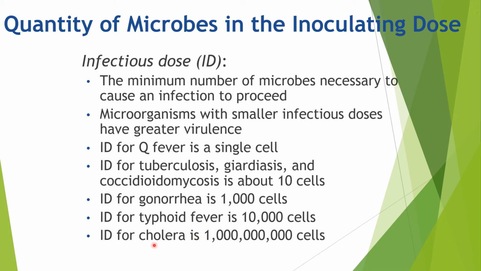Versus cholera, for example, it would take a whole lot, right? So that's like a billion. Typhoid fever, it's like 10,000 cells. Gonorrhea is about 1,000 cells. As you can see, definitely there are differences between the infectious doses of the bacteria. Of course, the smaller the infectious dose is, the more virulent that microbe is.